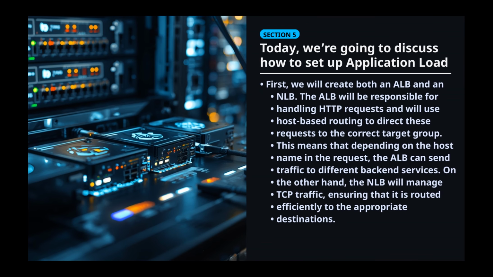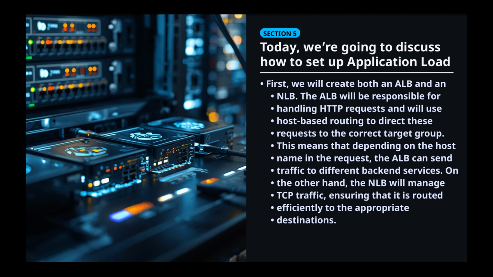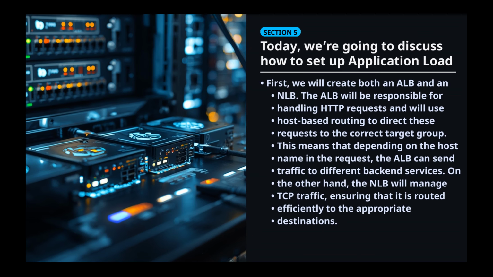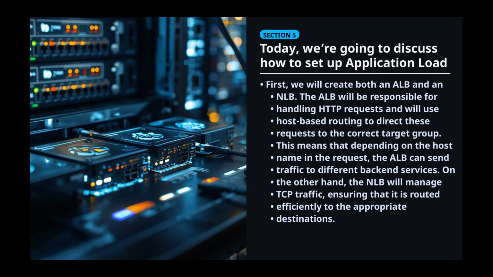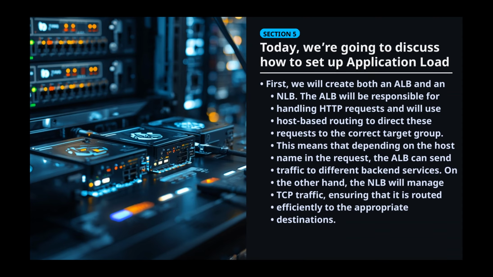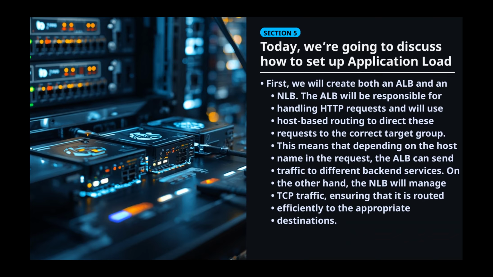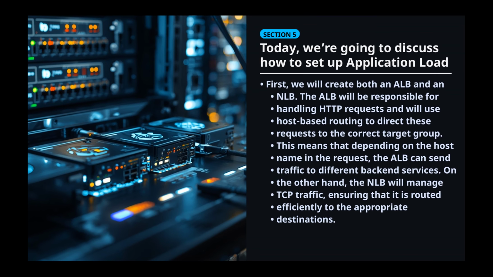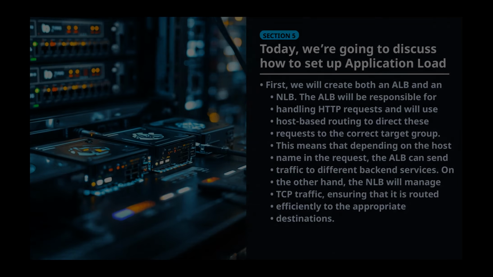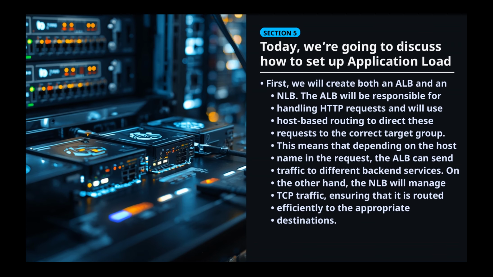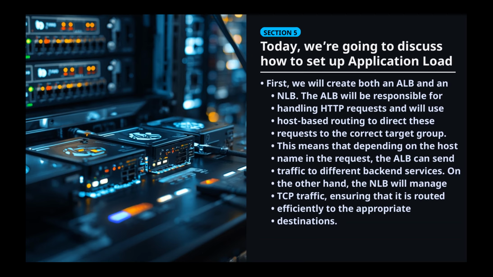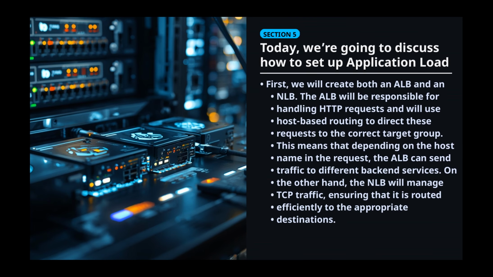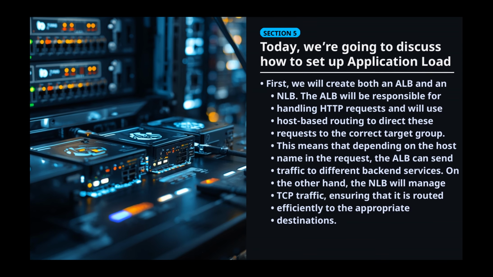To put this into perspective, think of the ALB as a traffic officer directing cars at an intersection based on their destination, while the NLB acts like a fast highway, ensuring that vehicles can move quickly and smoothly to their endpoints. In summary, the ALB will route HTTP requests correctly, the NLB will handle TCP requests efficiently, and the gateway load balancer will facilitate traffic through integrated appliances.